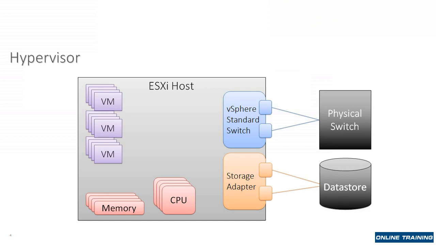Now our ESXi host is an example of a type 1 hypervisor. And a hypervisor adds what we call a layer of abstraction. So there's a layer of abstraction between the virtual machines and the physical resources. Now, what does this layer of abstraction mean? Well, let's take a moment to think about this.